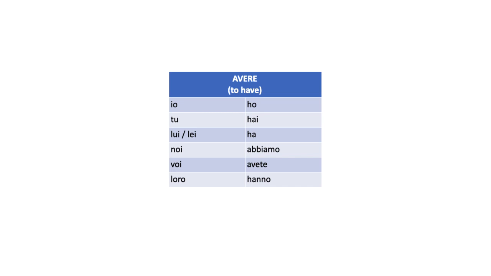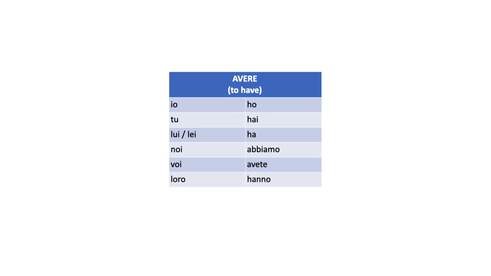So every form of passato prossimo that we use, at least for the purposes of this course, is going to have the verb avere. It's going to start with the verb avere.